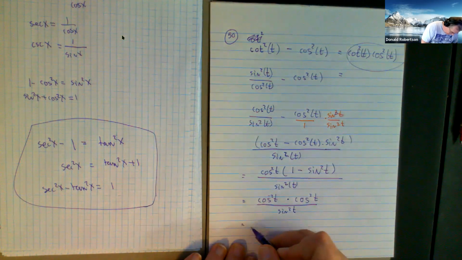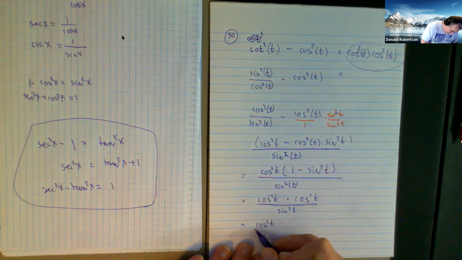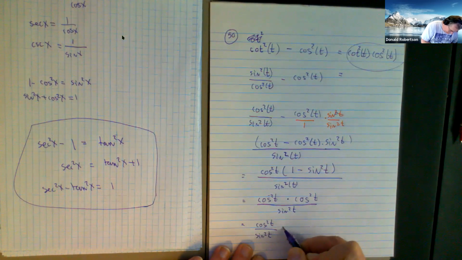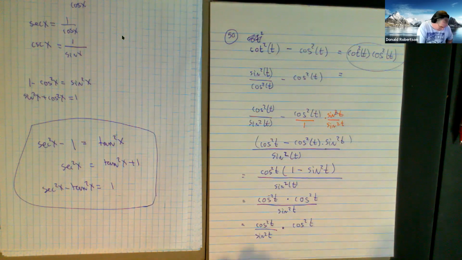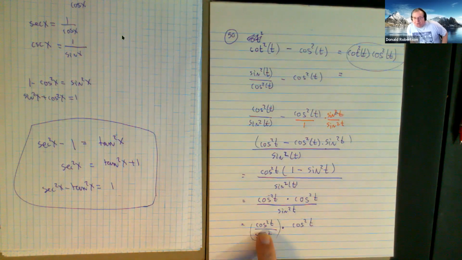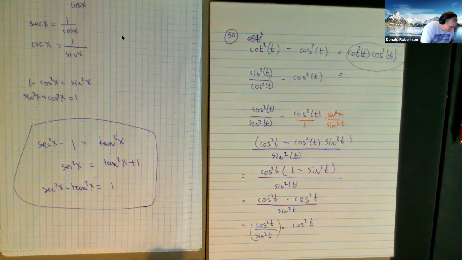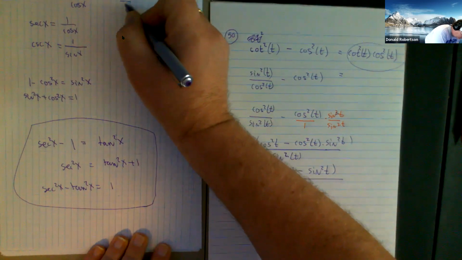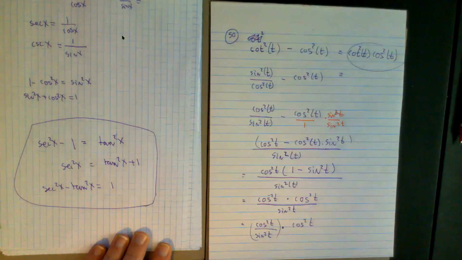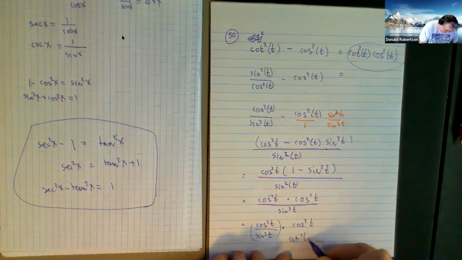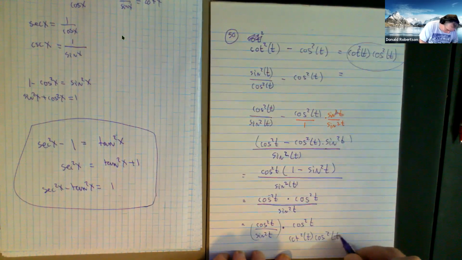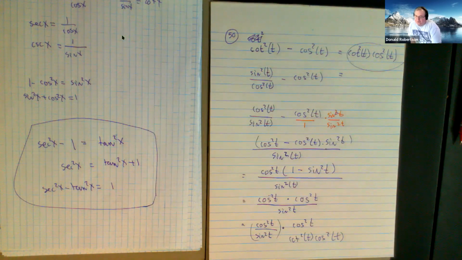What I'm going to do instead, can't you split it like that? What do you call this guy? Cos squared over sine squared. What's his name? Cotangent squared. Yeah. Wait a minute. Isn't that what we're trying to prove? So we finished.